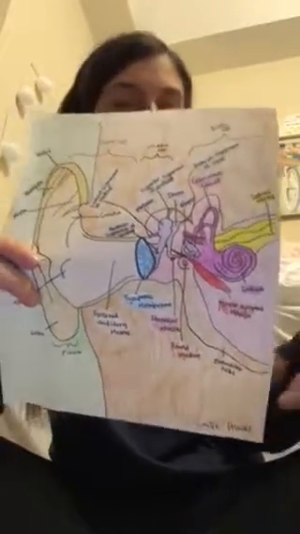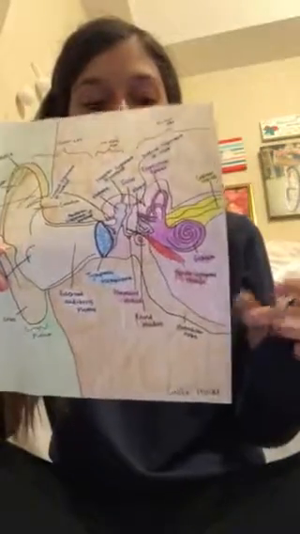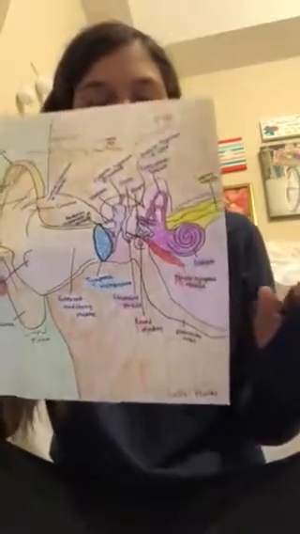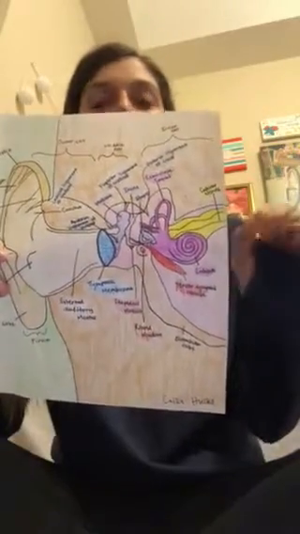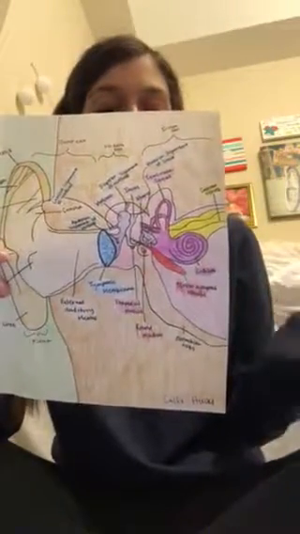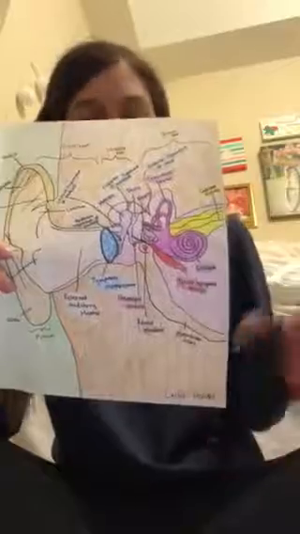And so the tensor veli palatini is a muscle that is within the nasopharynx. It's a velar muscle, and essentially the side of the tube that is in the nasopharynx is always contracted until the tensor veli palatini relaxes and allows this equilibrium to happen. And this could help with sound quality, though this doesn't directly relate to hearing. And so that's the middle ear.